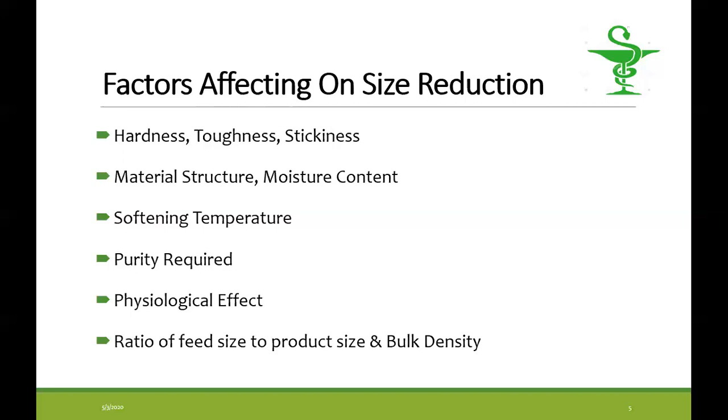Next, ratio of feed size to product size. To get a fine powder in a mill, it is required that a fairly small feed size should be used. Hence, it is necessary to carry out the size reduction process in several stages using different equipment, that is, preliminary crushing followed by coarse powder and then fine grinding. Next, bulk density. The output of size reduction of material in the machine depends upon the bulk density of the substance.